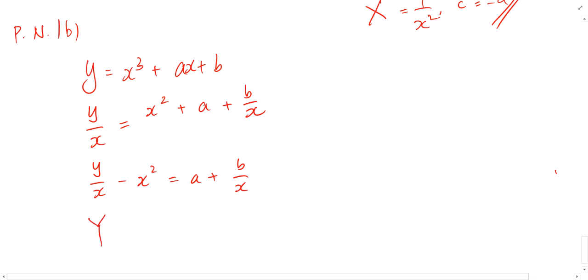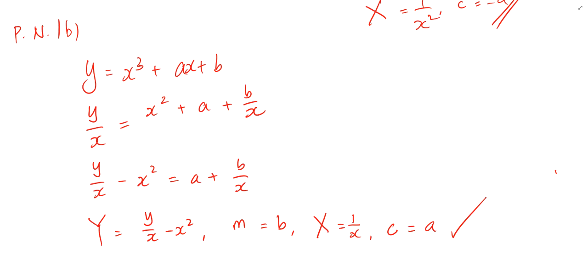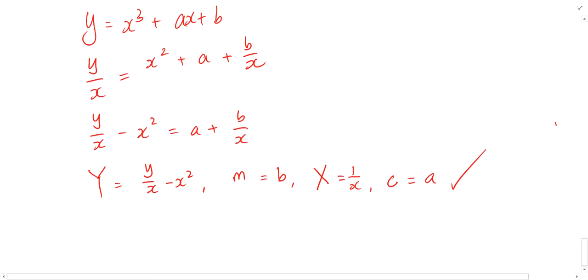Okay, big Y. Okay, your M. A or B. Okay, your big X. 1 over X. Okay, and C, what is that? A. Correct? Okay, so don't doubt yourself. So that's how you present our answer. Yes, for this case, yes. For this question, yes.